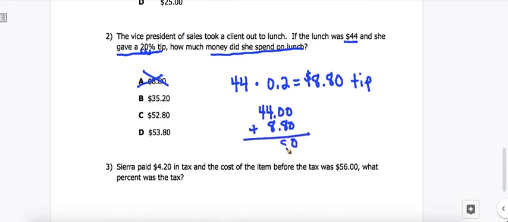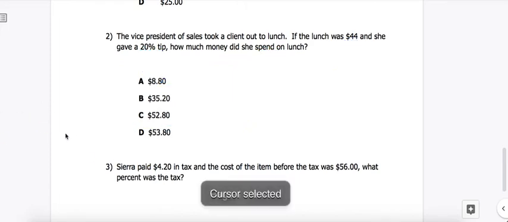0 plus 0 is 0. 0 plus 8 is 8. Bring down the decimal. 4 plus 8 is 12. Carry the 1. And 1 plus 4 is 5. So it's $52.80. So I'm going to select choice C. Okay, let's look at the last and final example.